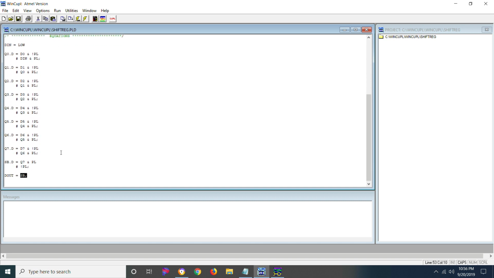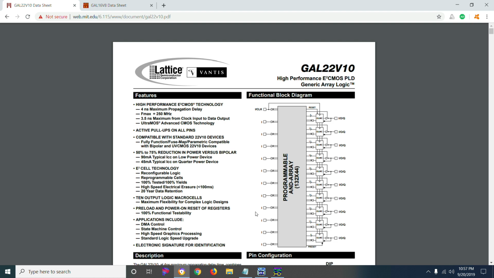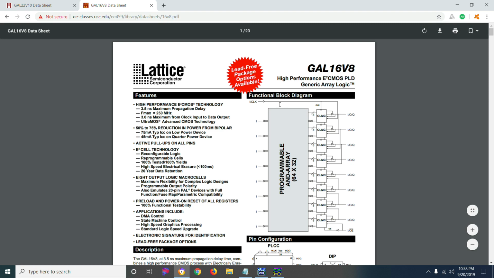Now, again, as I mentioned before, we do have a problem. And I'm going to take just a moment and I'm going to show you what that is. Okay, so I have the data sheet for the GAL 22 V10 and the GAL 16 V8 pulled up.